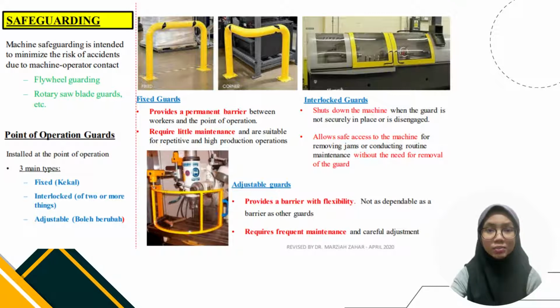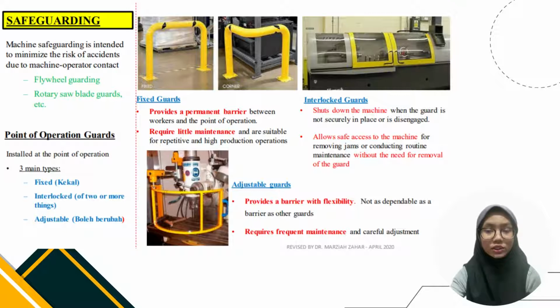There are three most common types of machine guard, which are fixed guards, interlock guards, and adjustable guards. Fixed guards provide a permanent barrier between workers and the point of operation. These guards require little maintenance and are suitable for repetitive and high production operations.